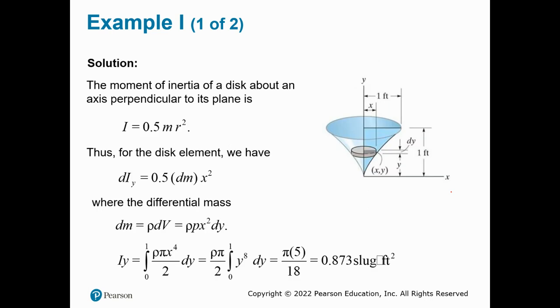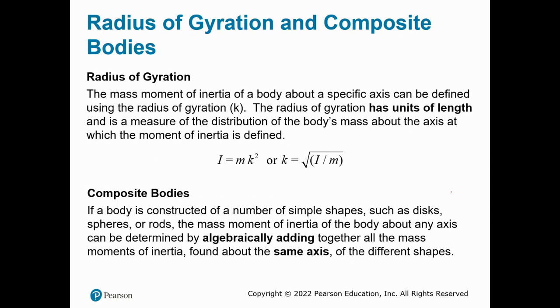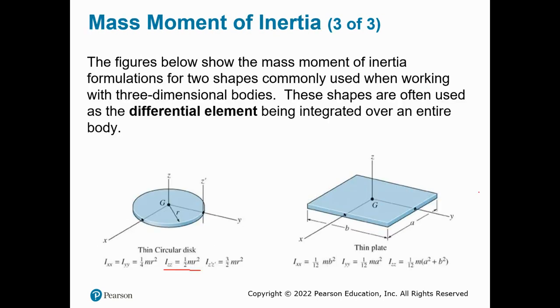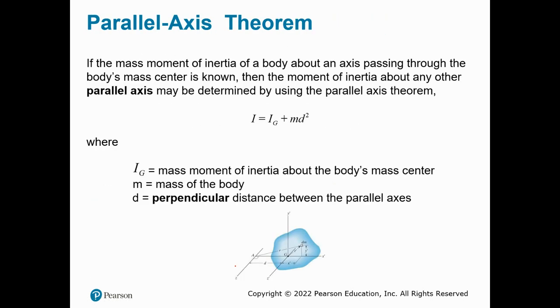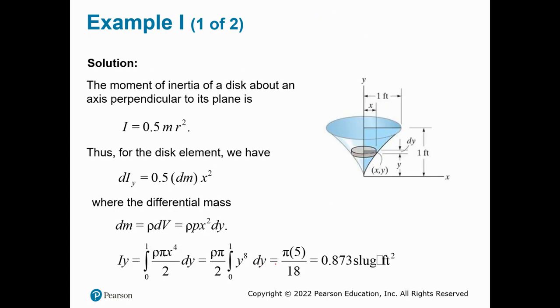Based on what we've seen previously, the moment of inertia of a disk about an axis perpendicular to this plane will be 1/2 mr squared. If you forgot, let's take a look at the disk. Through the middle, where I highlighted in red, for a disk it will be 1/2 mr squared. That's where that comes from. So you have I equals 1/2 mr squared.